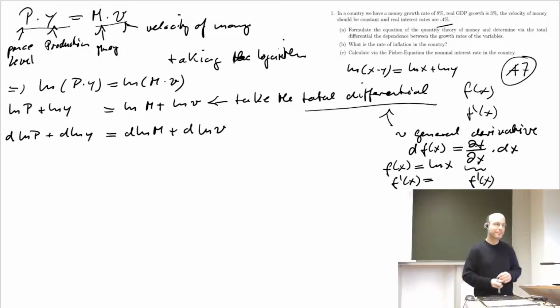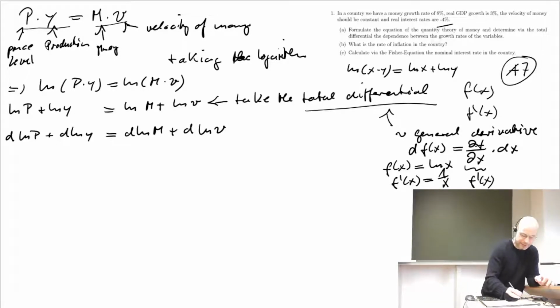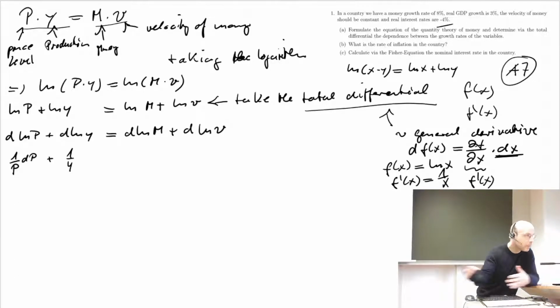So what is the derivative of the logarithm? Any idea? Yes, it's 1 over x. And then we see here, this is then 1 over p times the change of the variable itself, so dp, plus 1 over y dy, it's always the same because it's always the same kind of function, and then it's 1 over m dm plus 1 over v dv.